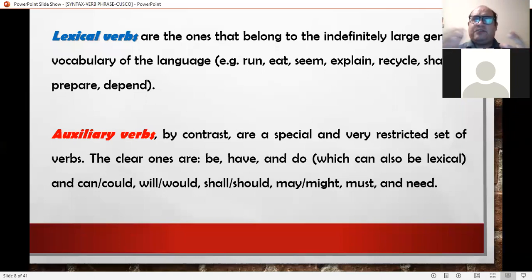So don't forget about the difference between lexical and auxiliary verbs. Lexical, we have a huge quantity, all right? A great amount of lexical verbs. But auxiliary verbs, we have a very restricted set of verbs, a very restricted group of verbs, no? The primary, that could be lexical and auxiliary, be, have, and do. And the modal verbs that we have here, can, could, will, would, shall, should, may, might, must, and need, no? So we have all of these modal verbs, all right?